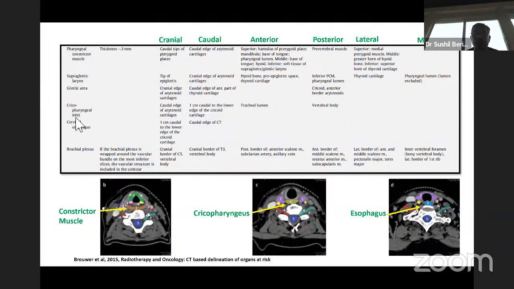You also contour the cricopharyngeal inlet and cervical esophagus, and the brachial plexus, especially when you have lower neck node and you're trying to give 66 to 70 gray, it becomes important. And the previous speaker showed the scalene muscle. So you follow from the root all the way out between the scalene muscles to create the brachial plexus. And you do it from cranial border C5 to T3. So from C5 to T3, you contour it, and it goes behind the anterior muscle, which was shown by the previous speaker.